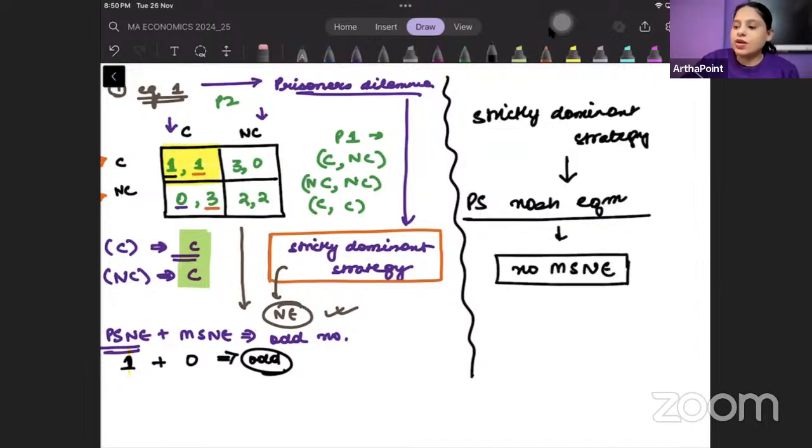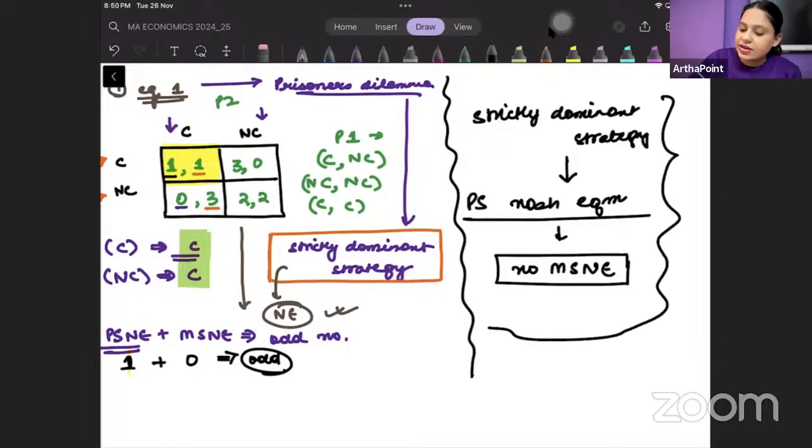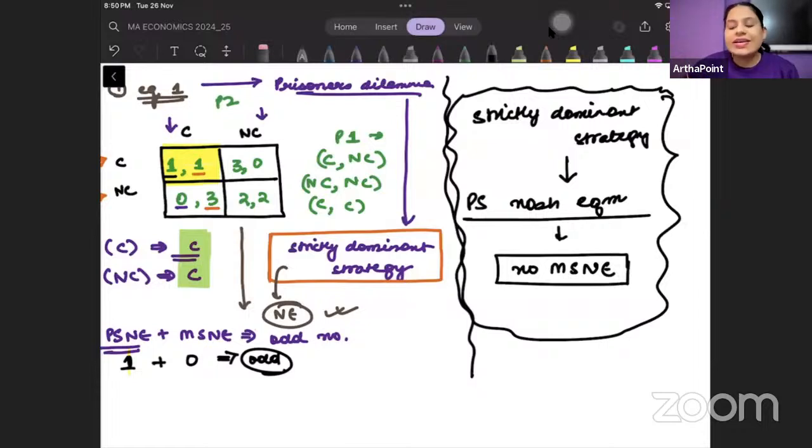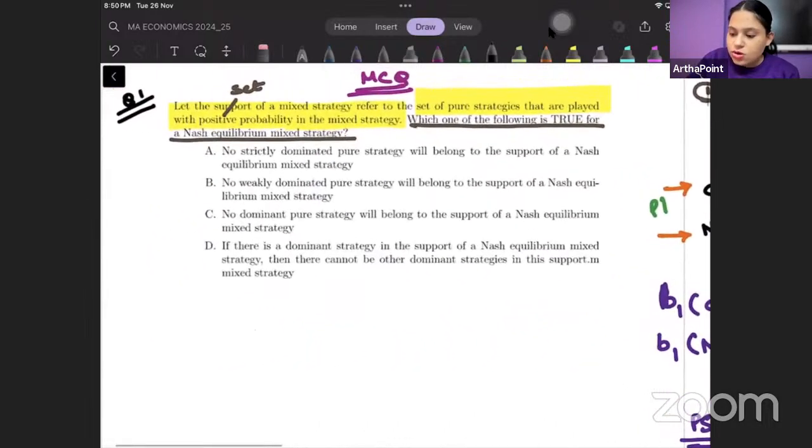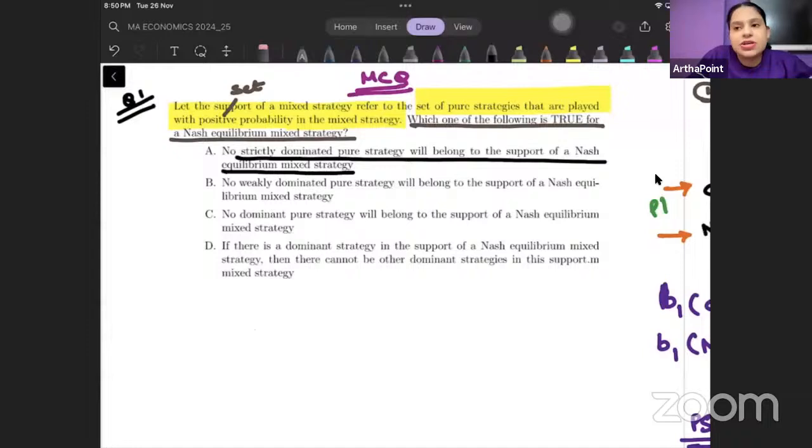This much is something which I can just validate. I can just verify from my game that I have here, from the prisoner's dilemma that I have here, right? So it means that now if I look into these options and try to understand them, what can we say about these options? It says no strictly dominated pure strategy will belong to the support of a Nash equilibrium mixed strategy.